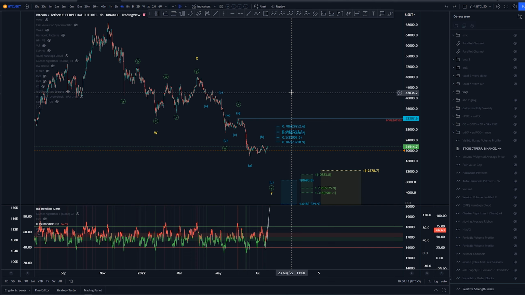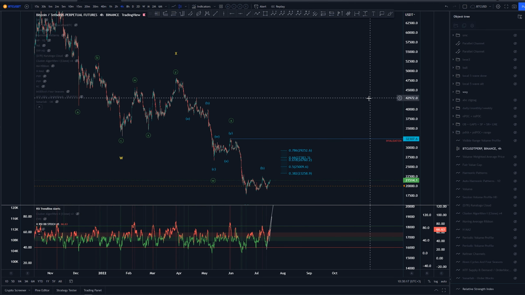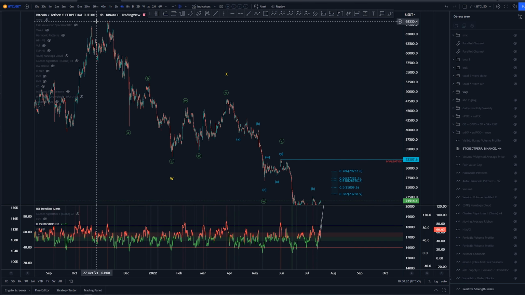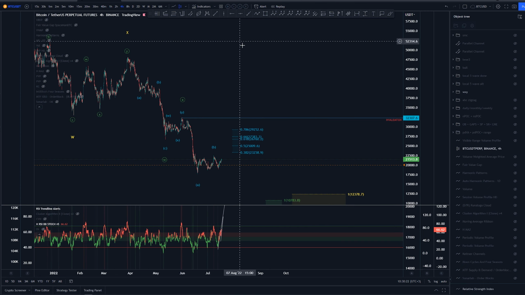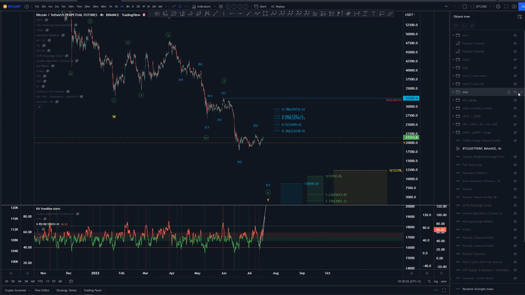But yeah, that is the overall idea. This is still my main, this WXY. I don't like the start of the look here if we have to be placing 5 waves in here, so that's why I'm preferring this still. But yeah, let's take a look at the local structures next.